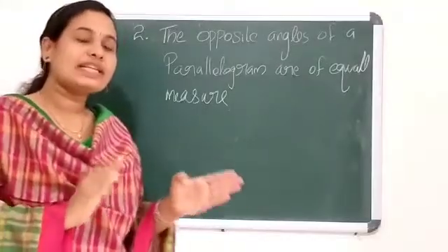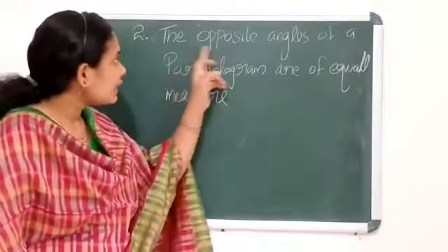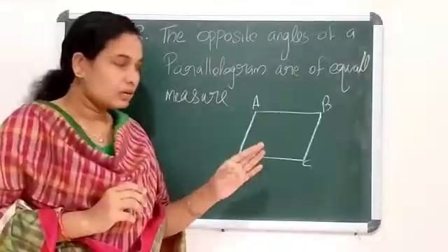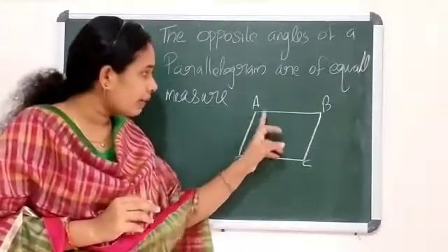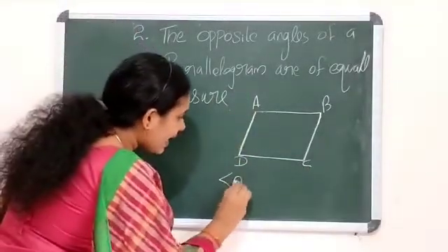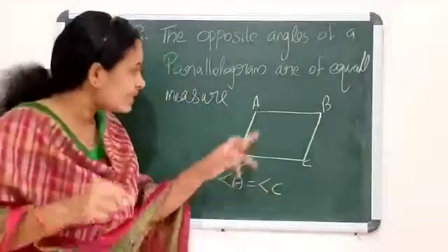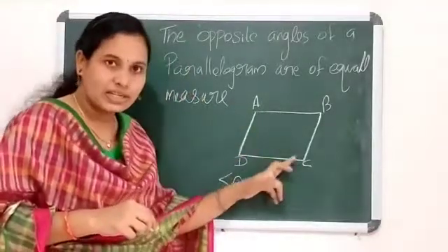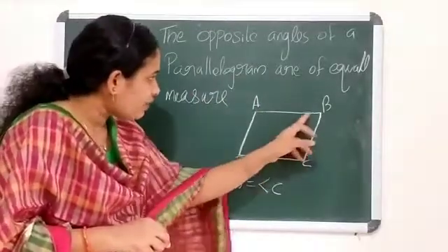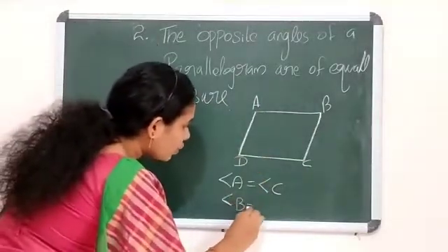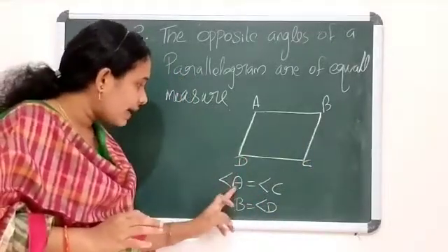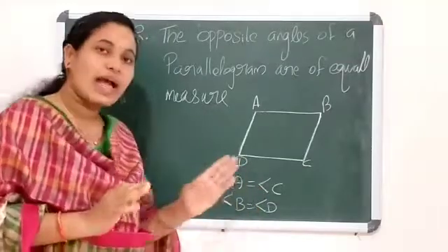Now we are moving to the next property of the parallelogram: the opposite angles of a parallelogram are of equal measure. Here you can see a parallelogram ABCD. According to this property we can write angle A equal to angle C. Angle A and angle C are opposite, so since it is a parallelogram, opposite angles are equal. In the same way you can write angle B equal to angle D. Angle B and angle D are opposite. So we got angle A equal to angle C and angle B equal to angle D.